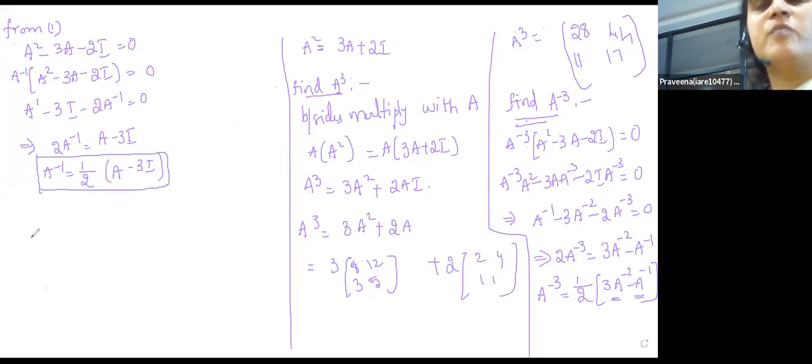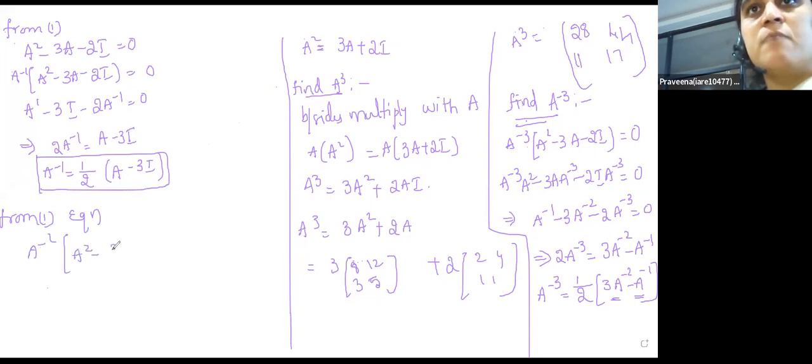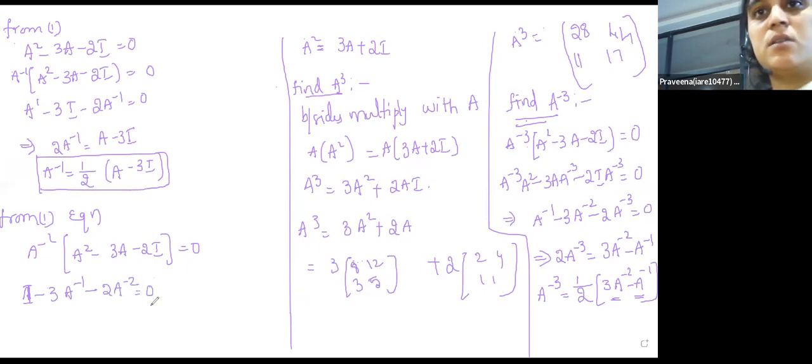Okay, again from the first equation, multiply both sides with a power minus 2. That is a square minus 3a minus 2i is equal to 0. That is a inverse 2 into a square, that is I, minus 3 into a power minus 1 minus 2 into a inverse 2 is equal to 0.